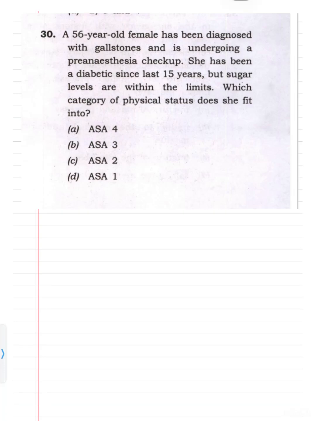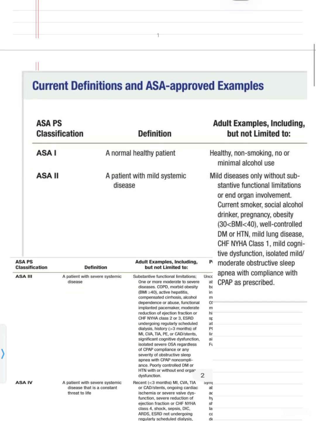So coming to question number 30, a 56-year-old female has been diagnosed with gallstones and is undergoing pre-anesthetic checkup. She has been a diabetic for the last 15 years, but sugar levels are within the limits. Which category of physical status does she fit into? ASA 4, 3, 2 and 1.